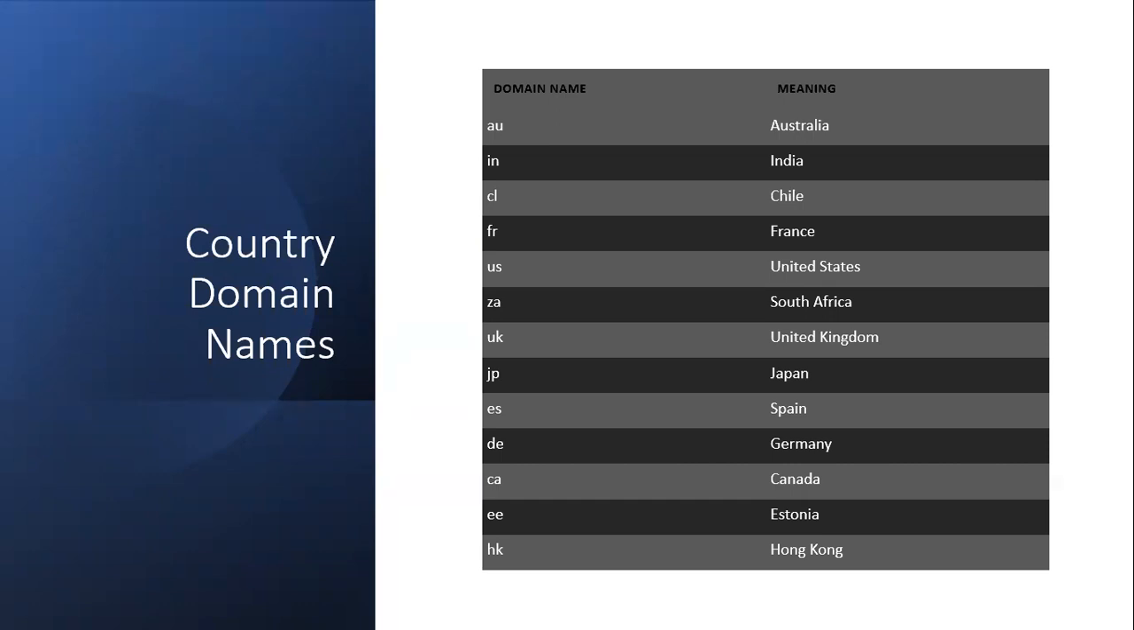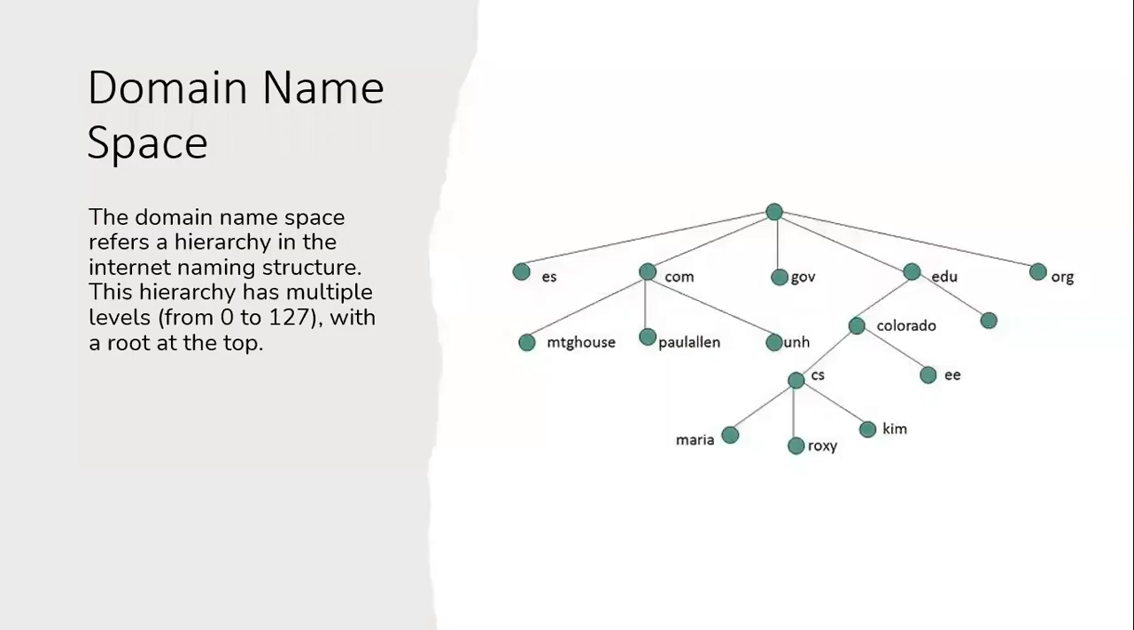Diba? Alternatively referred to as a namespace. This domain namespace is a name service provided by the Internet for Transmission Control Protocol networks or Internet Protocol, no? Yung mga TCP/IP. The DNS is broken up into domains, no? A logical organization for computers that exists in a larger network. So domain namespace is a hierarchy in the Internet naming architecture structure. Now, this hierarchy has multiple levels from 0 to 107, with the root at the top.